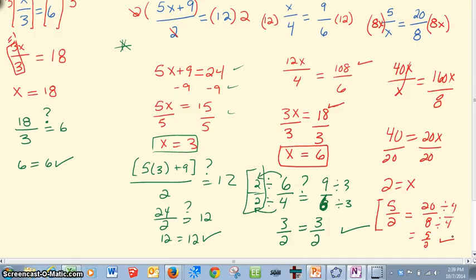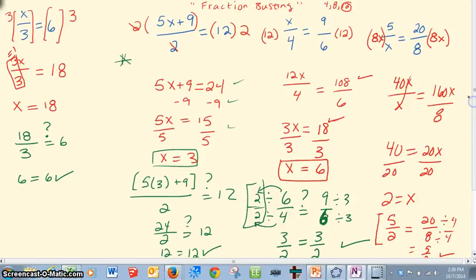So I hope you took notes along with me. This is the procedure you'll be expected to follow. It is called fraction busting. This is what I want to see on your paper for exercise 3-6. This is what I'll be looking for on independent assessments, and this is what I'll be looking for on the next take-home, which is a fraction busting technique take-home.